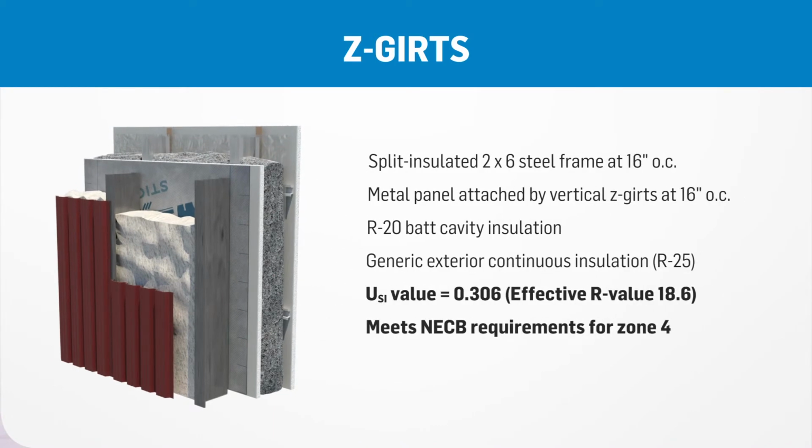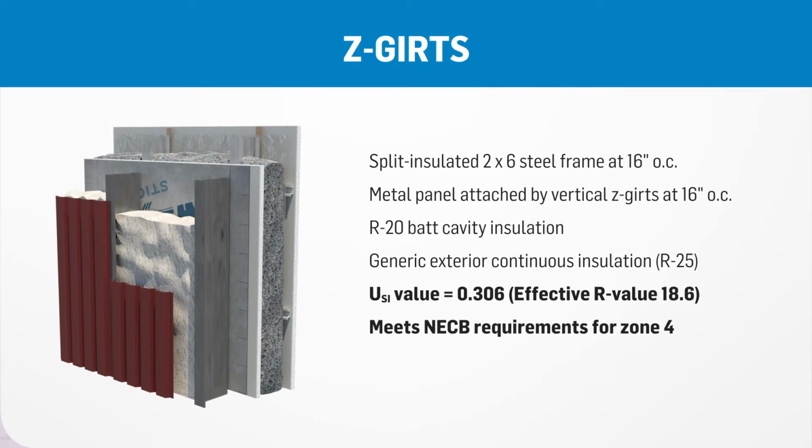In the case of our most inefficient assembly, effective R value goes from 11.9 to 18.6. This is just enough to meet the code requirement. Again, this assembly is so bad in terms of thermal bridging that it should never be used.